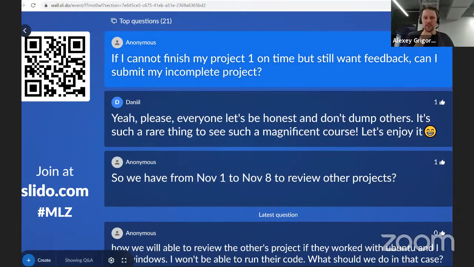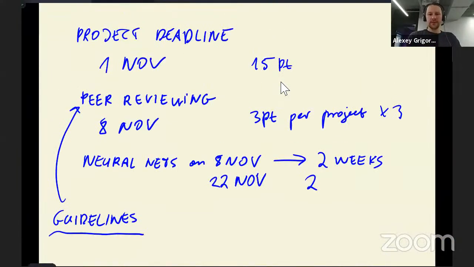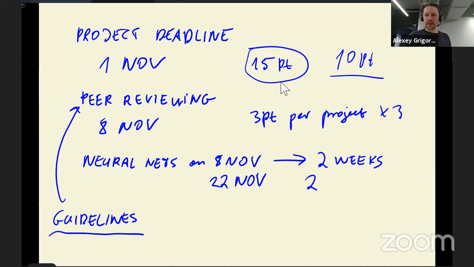I cannot finish my project 1 on time, but still want feedback. Can I submit my incomplete project? Yes, please submit your incomplete project. And what I didn't mention is that this 15 points is the max. But to pass, you'll probably need something like 10 points or 7. I will have to take a look at how many points we get to see what kind of cutoff makes sense in order to pass a project.